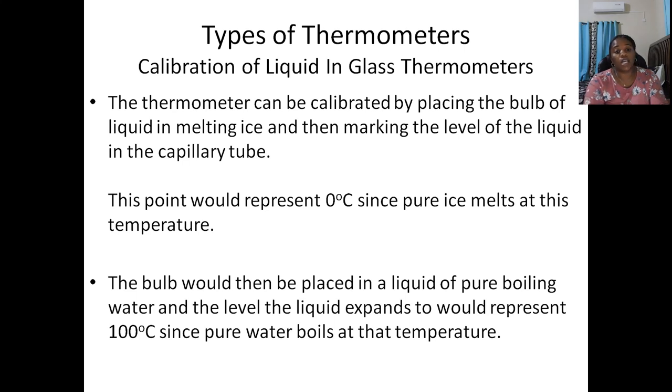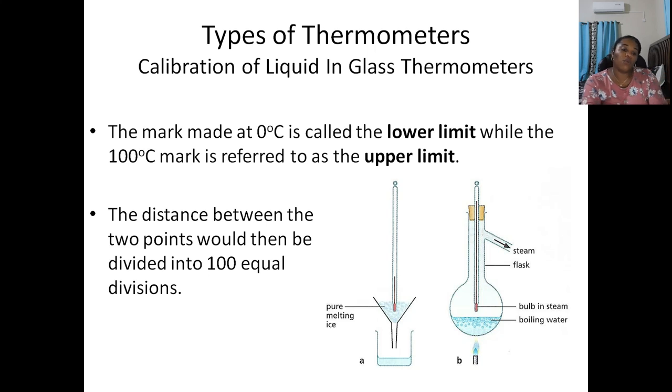The thermometer can be calibrated by placing the bulb of the liquid in melting ice and then marking the level of the liquid in the capillary tube. This point would represent 0 degrees Celsius, since pure ice melts at this temperature. The bulb would then be placed in pure boiling water, and the level the liquid expands to would represent the 100 degrees Celsius mark. And here is how it would be done in a picture format.